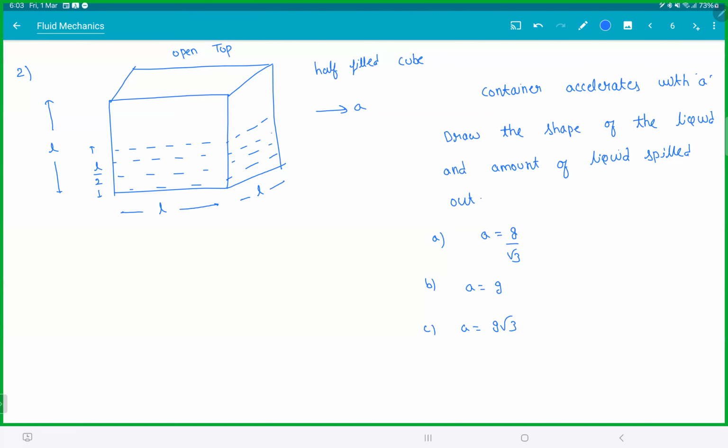Okay. L cube by 2 root 3. What is that, Lakshika? Volume spilled? That is wrong.